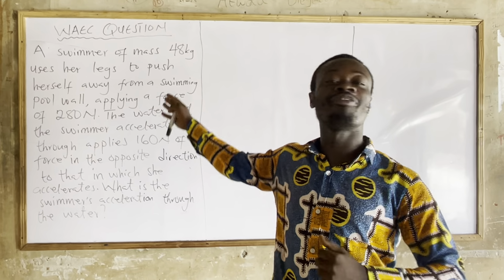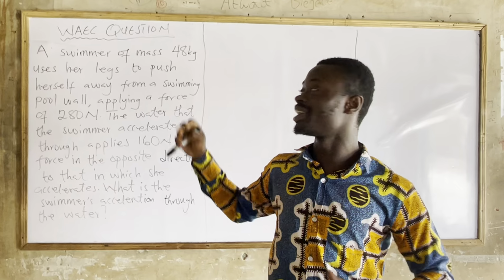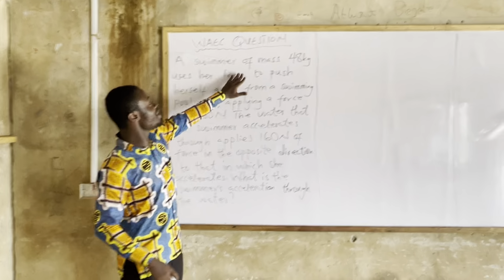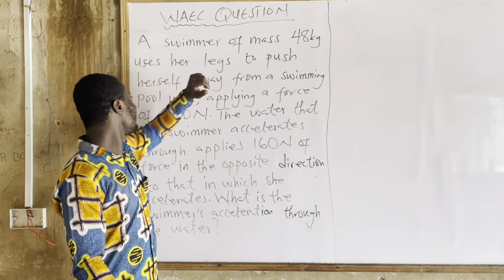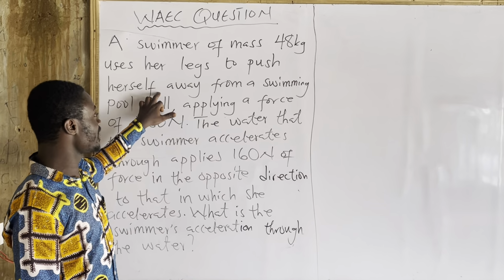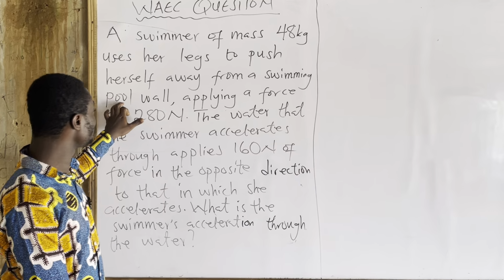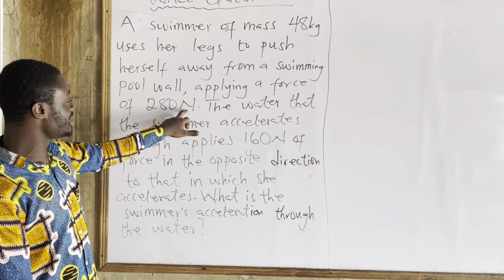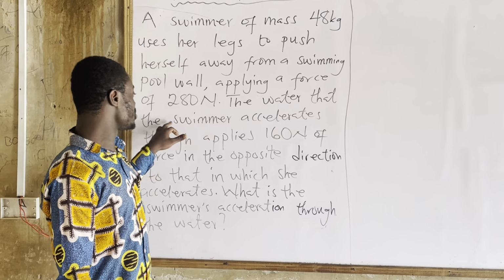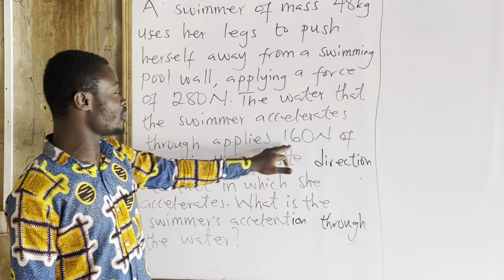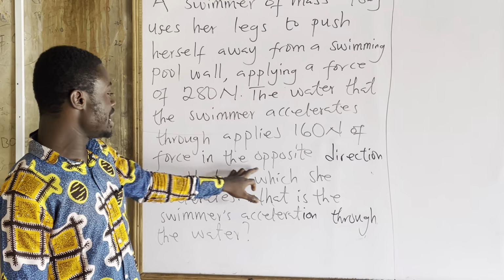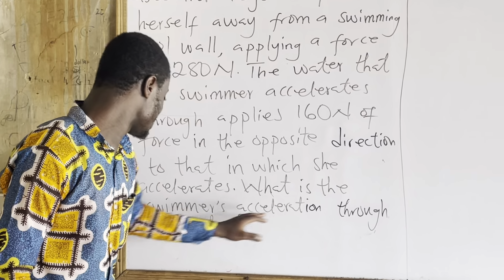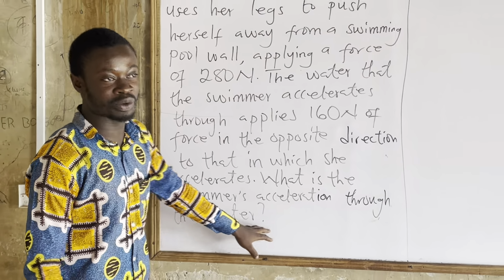Okay, today we have another wire question on the board. Let's break it down. The question says, a swimmer of mass 48 kg uses her legs to push herself away from a swimming pool wall, applying a force of 280 newtons. The water that the swimmer accelerates through applies 160 newtons of force in the opposite direction to that in which she accelerates. What is the swimmer's acceleration through the water?